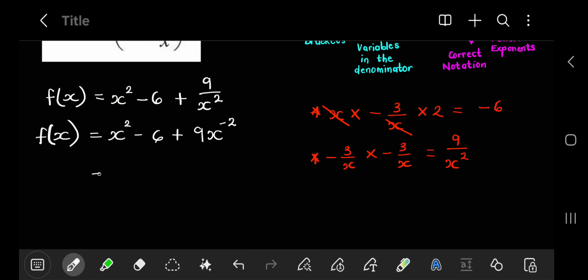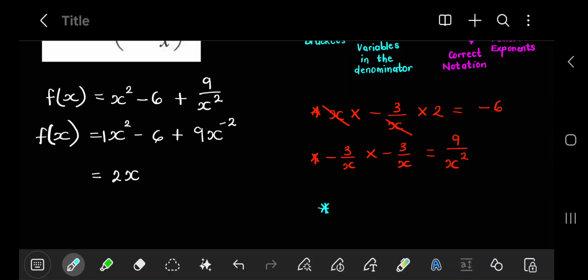So differentiating, we're going to have 2 times the coefficient. Remember, the coefficient here is 1. So we'll be left with the 2x. Remember, multiply the exponent with the coefficient and minus 1 from the exponent. Now what happens to negative 6?